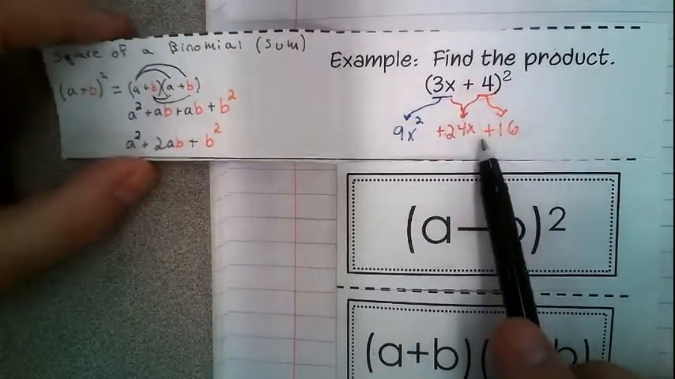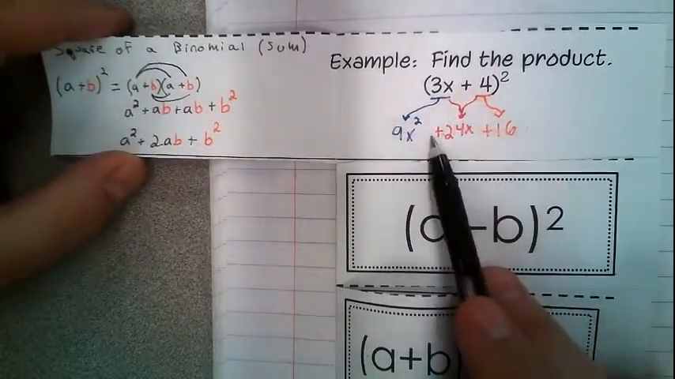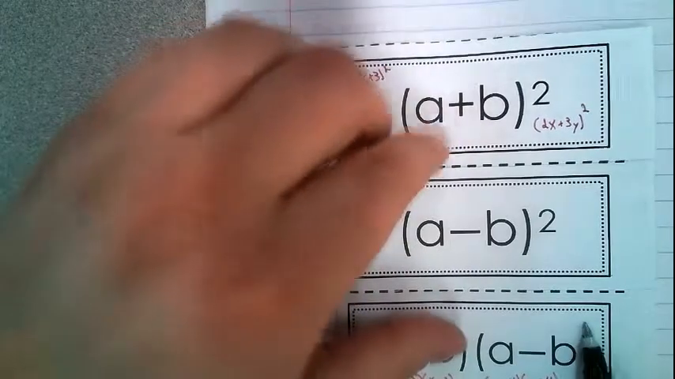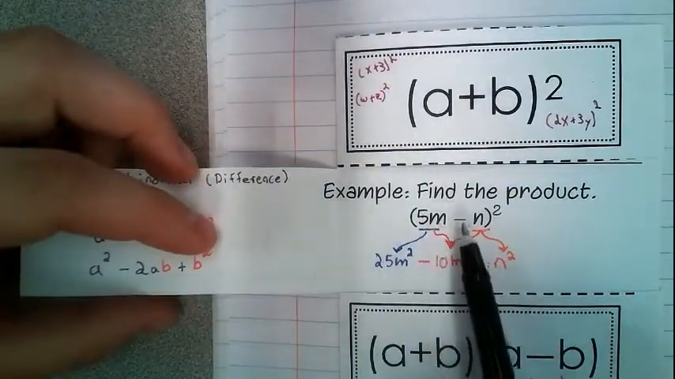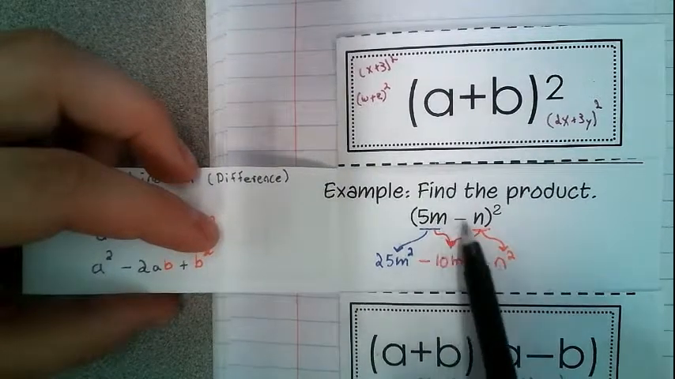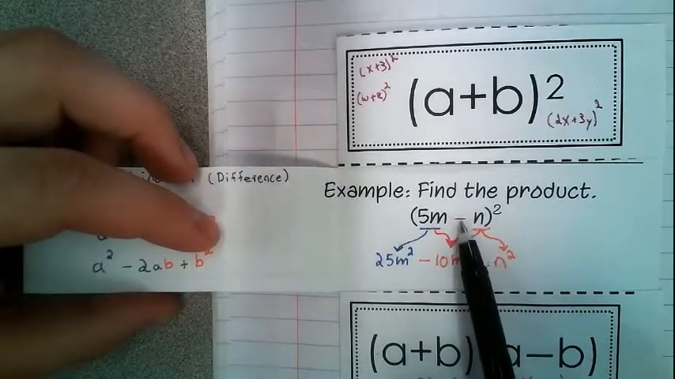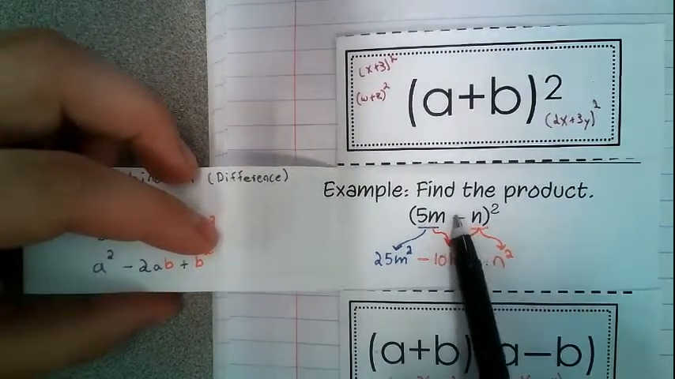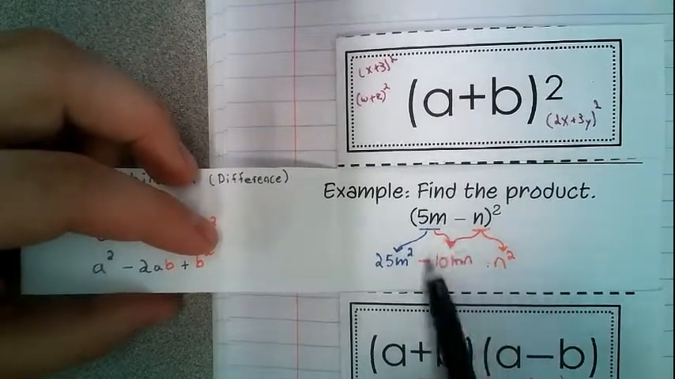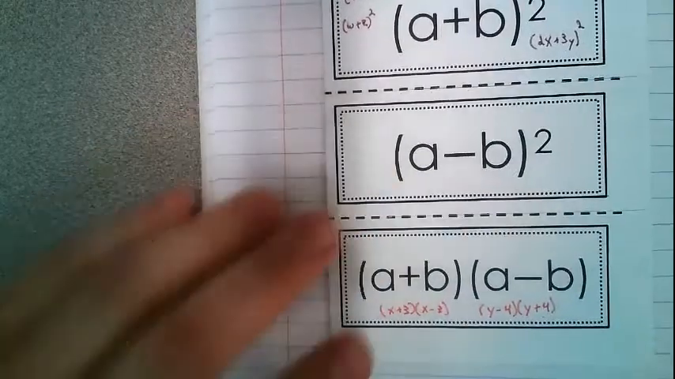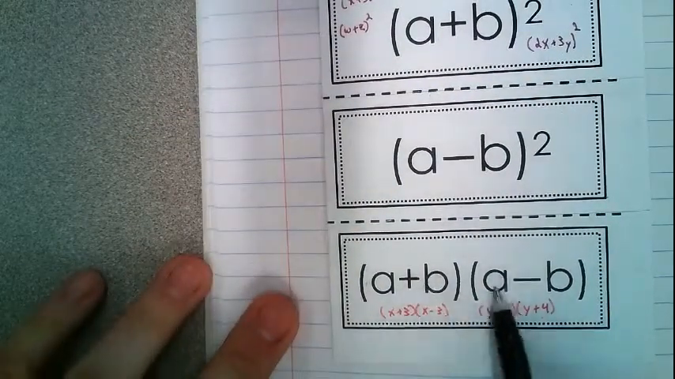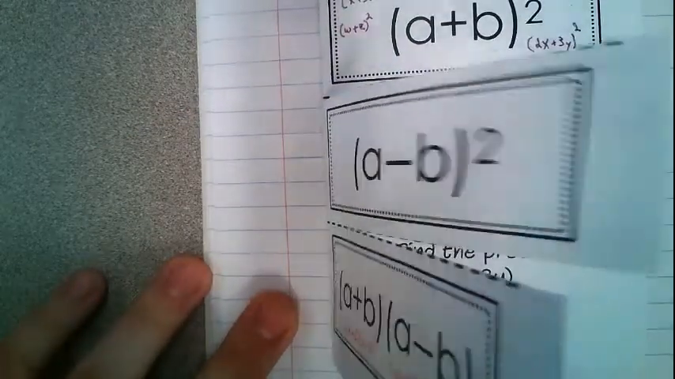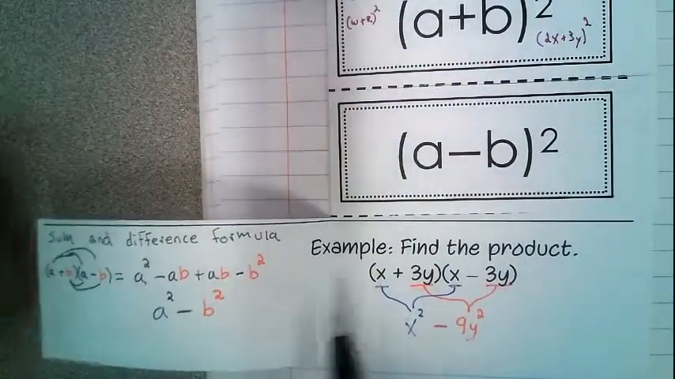In this pattern, where there's an addition symbol was the same as this pattern, which was subtraction and subtraction. So this symbol here showed whether or not you're adding or subtracting in the middle. The last one, which was different, was a plus b times a minus b. And we call that one the difference of squares.